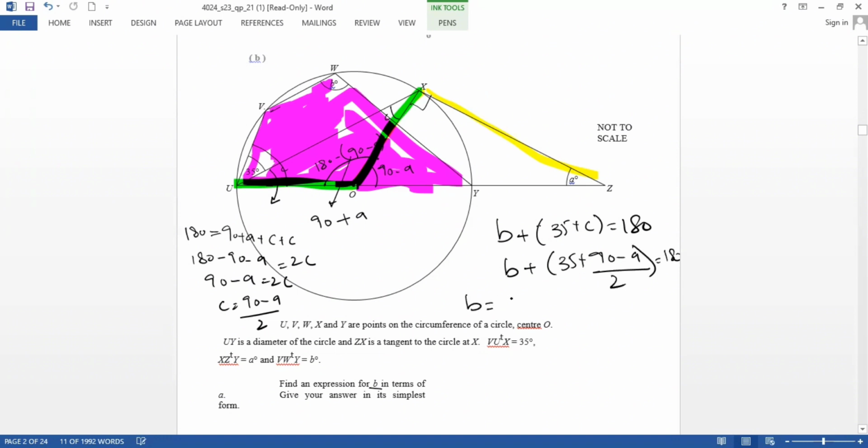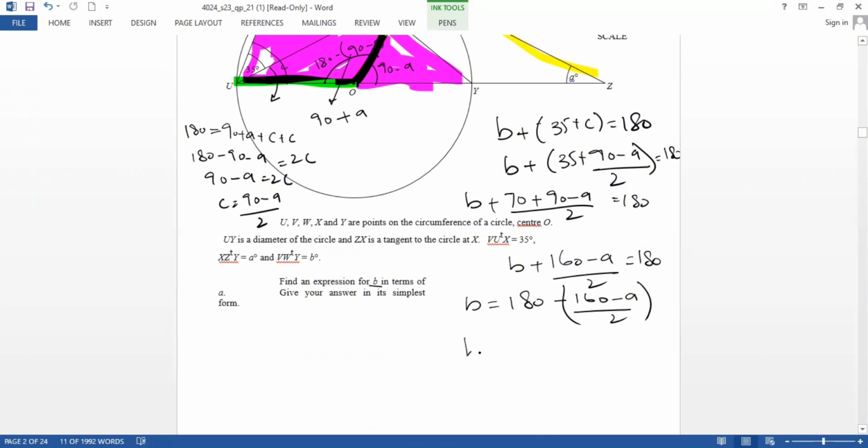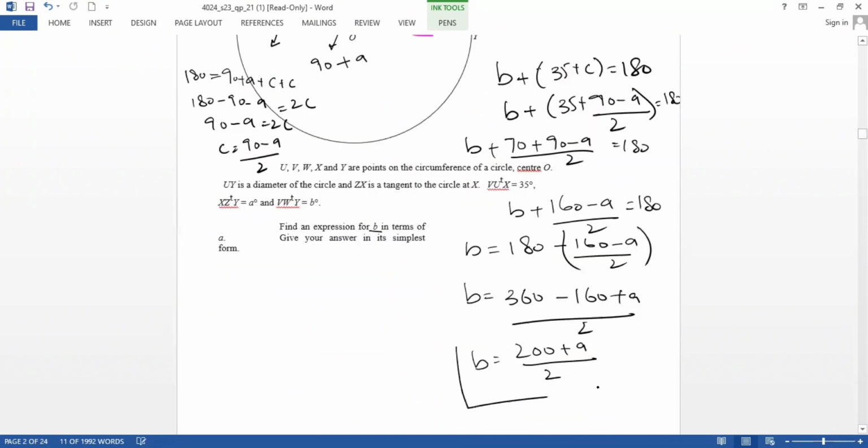So B will be equal to 70 plus 90 minus A divided by 2 equals 180. So B plus 160 minus A divided by 2 equals 180. B will be equal to 180 minus 160 minus A divided by 2. So this will be 360 minus 160 plus A divided by 2. So that will be 200 plus A divided by 2. B equals 200 plus A divided by 2. This is the answer.